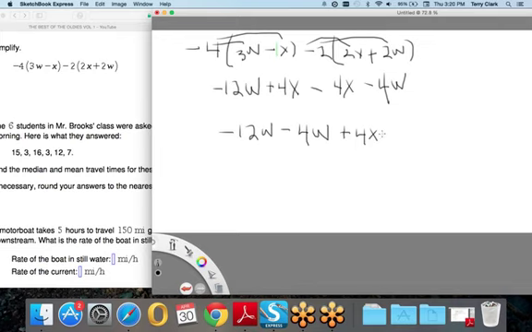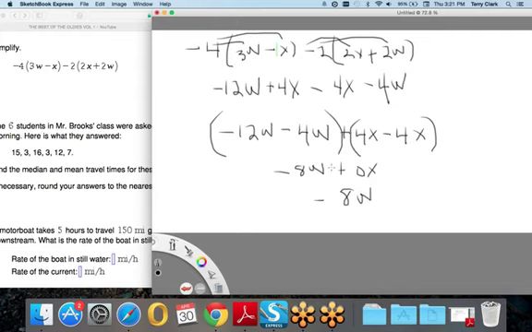And then that's going to be a -4x here. These two right here are going to come up, they're going to shake out pretty quickly. Negative 12 minus 4 will give us negative 8w. 4x minus 4x will give us 0x, which ends up being 0. So our final answer is just going to be negative 8w.